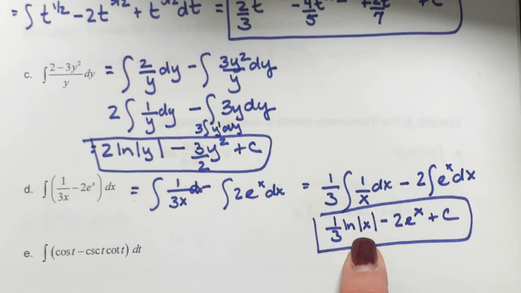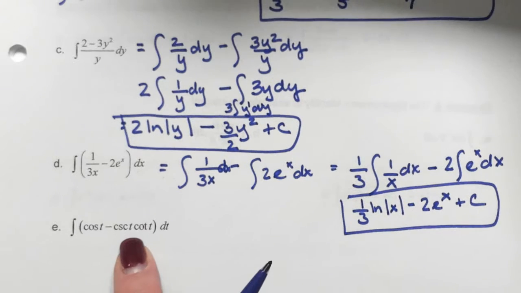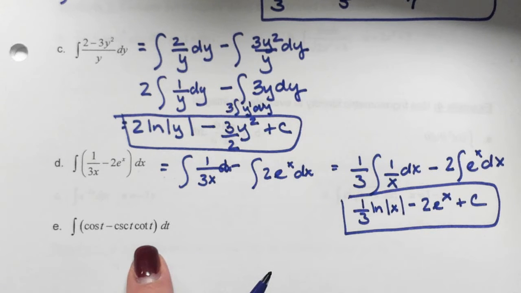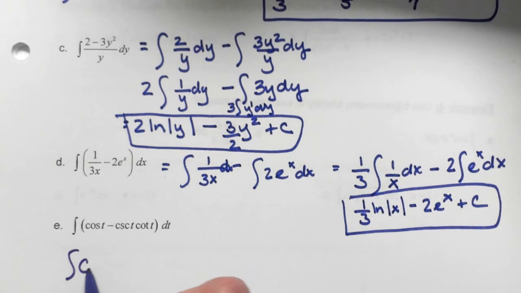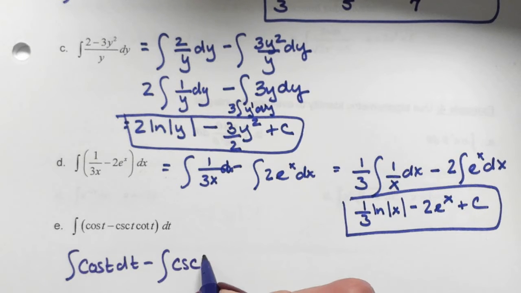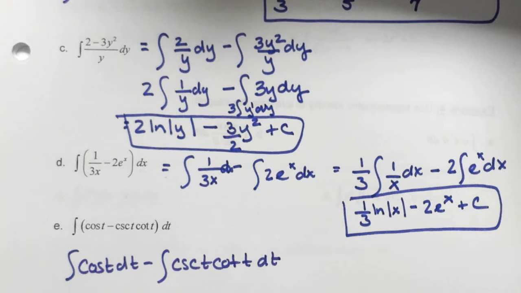Yeah, it should be absolute value of x, yeah. All right? So now let's take a look at cosine of t minus cosecant cotangent of t. So again, just like your trig, you got to remember all your antiderivative rules for all your trig ones as well. So first of all, I can split this up. I can rewrite this as the integral of cosine of t dt minus the integral of cosecant t cotangent t dt.